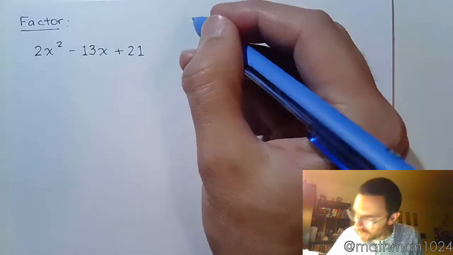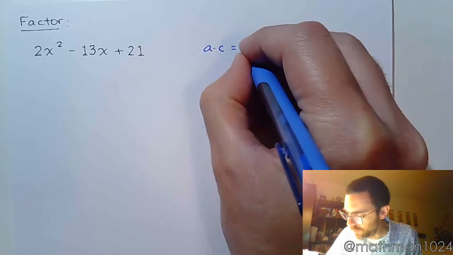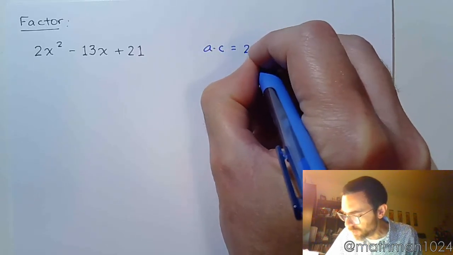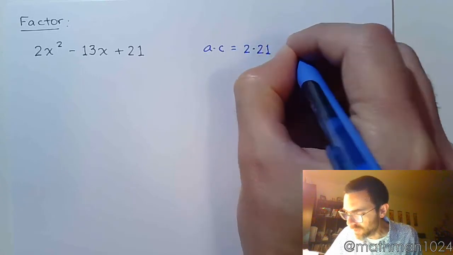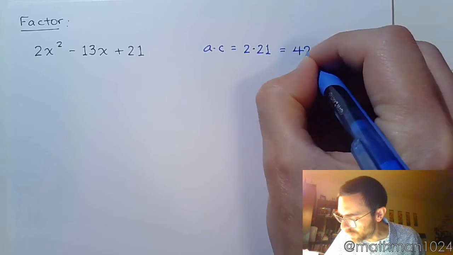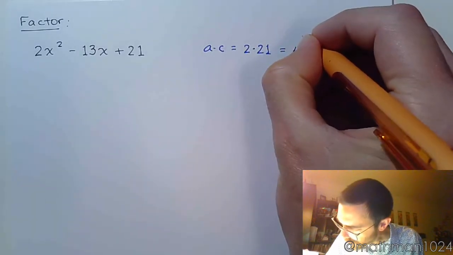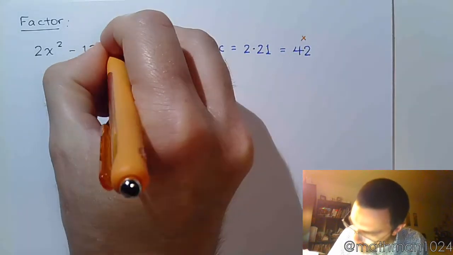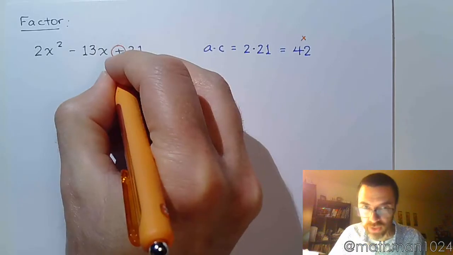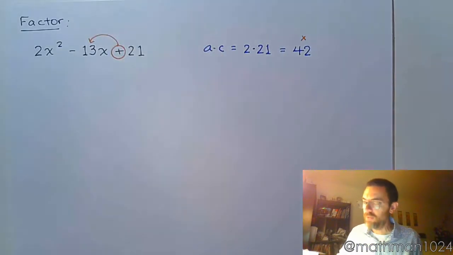Okay, so the AC method says you take the lead coefficient 2 times the constant term 21. And this is part of that number game that we play. So 2 times 21 is 42. And now we need to find those factors. Find the factors of 42 that have a sum, so we use this sign right here, that have a sum of 13. Factors of 42 that have a sum of 13.